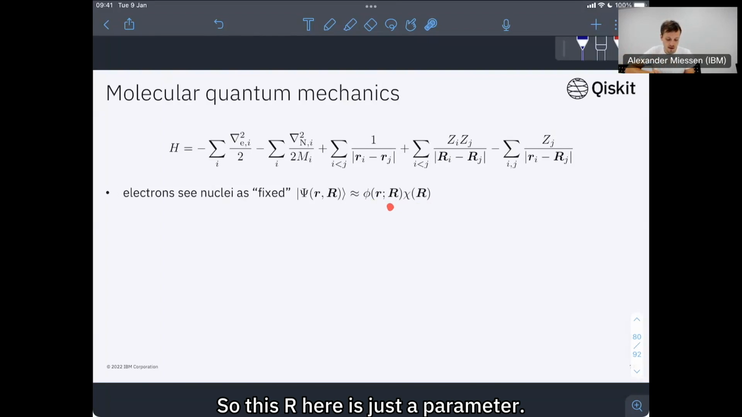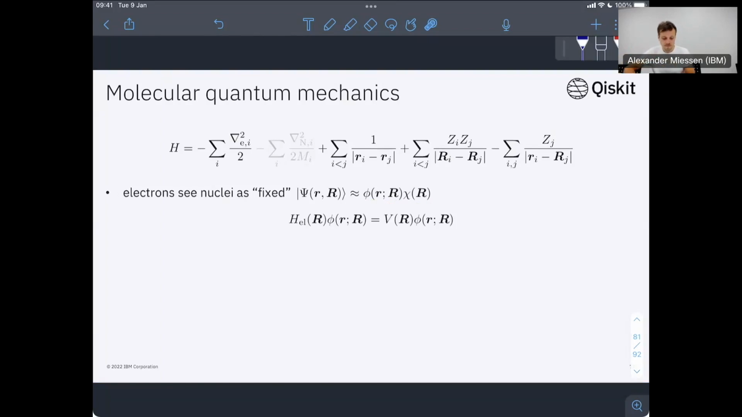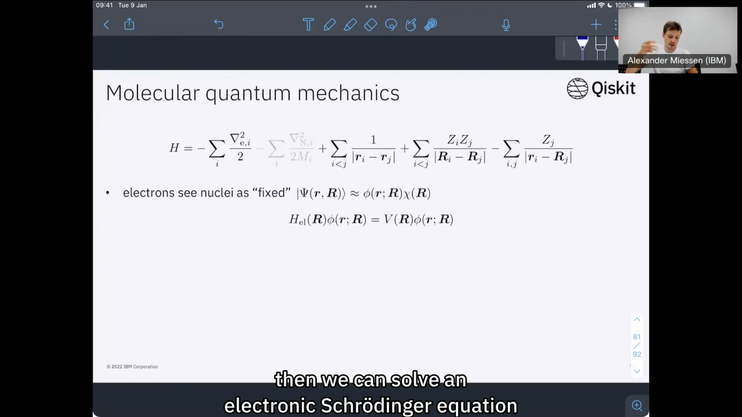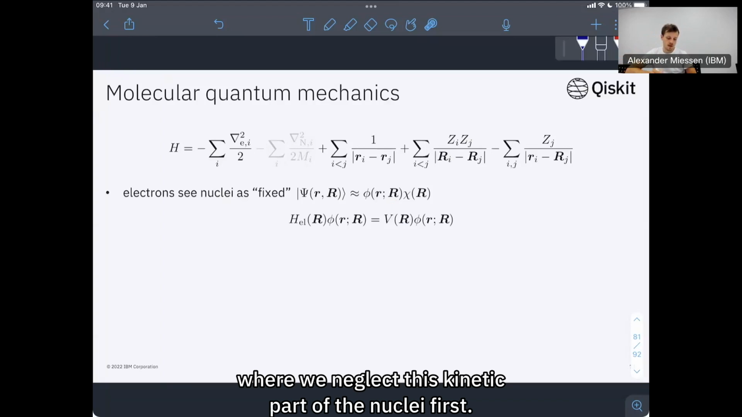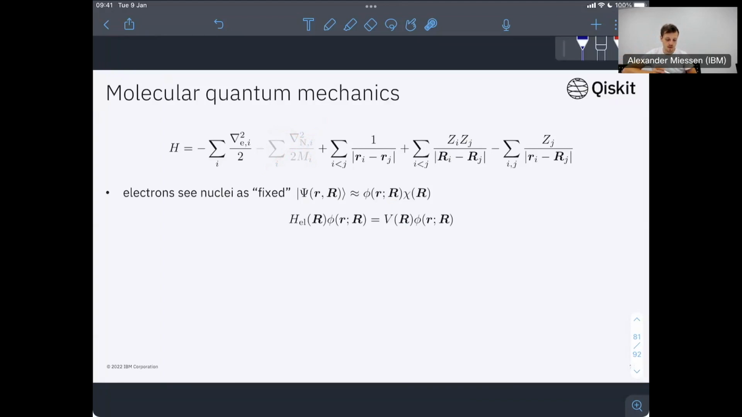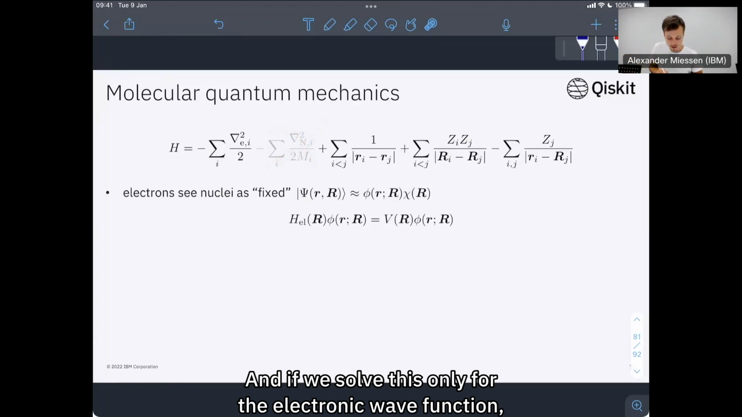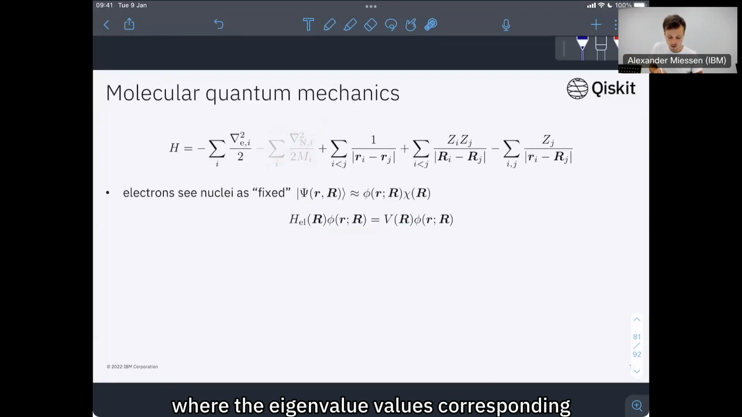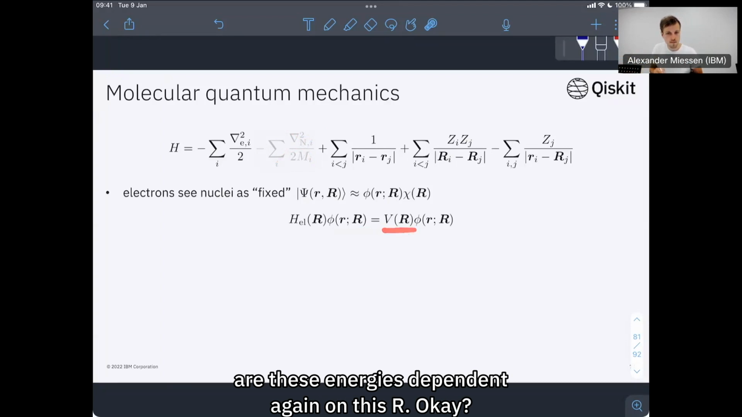So this R here is just a parameter. If we do this, then we can solve an electronic Schrödinger equation where we neglect this kinetic part of the nuclei first. And if we solve this only for the electronic wave function, then we end up with this eigenvalue problem where the eigenvalues corresponding to these electronic wave functions are these energies dependent again on this R, okay?